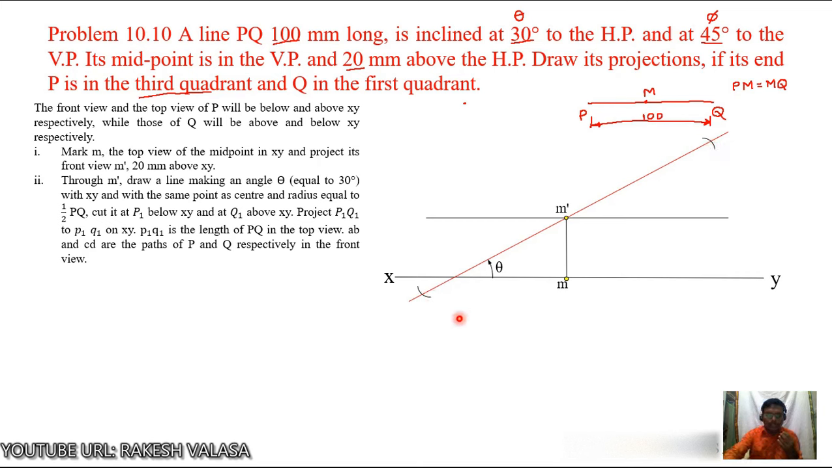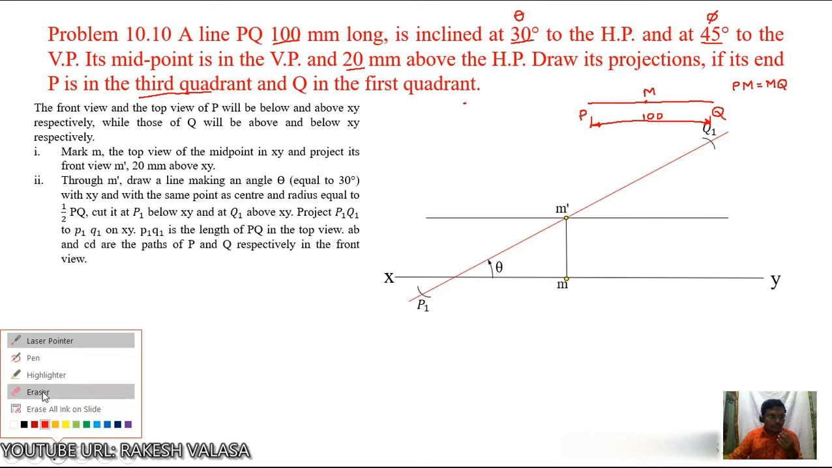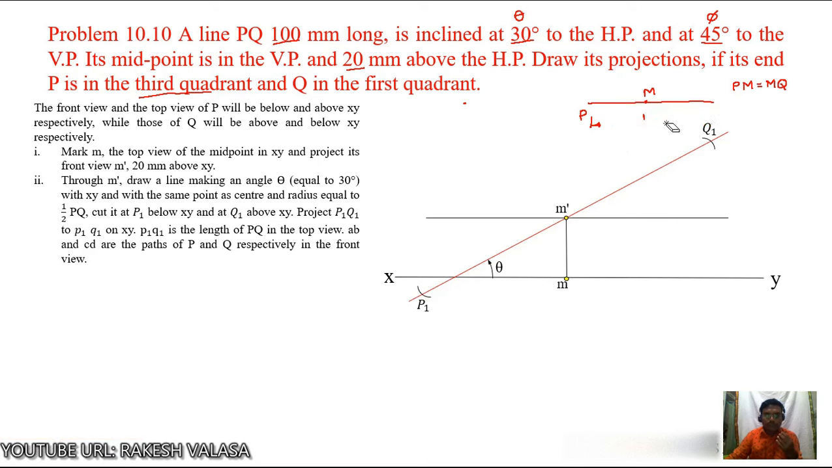Now give the lettering. This is P1 and Q1. You can also mention these as P1 dash and Q1 dash, because this is the initial front view. This is P1 dash. This is Q1 dash. This is the initial front view, P1 dash and Q1 dash.